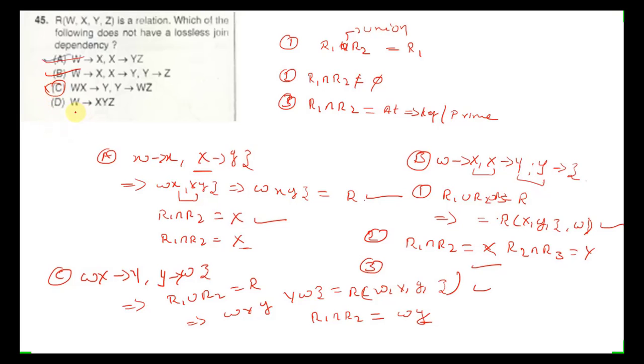Next one is W determines XYZ. Yes, it is only one relation, so here it is lossless. So option C is a lossy decomposition. Option C is the right answer.